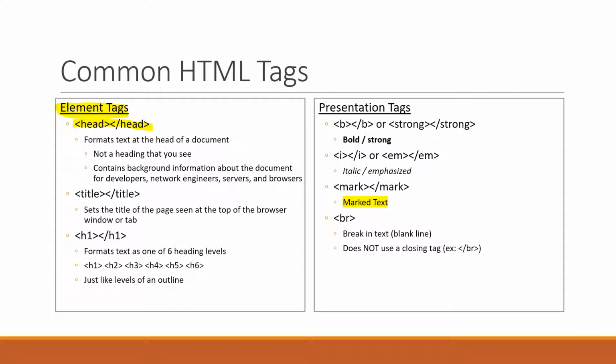It formats text at the head of a document. It's not a heading that you see, and it contains background information about the document. So it may list some things like who wrote the web page, and if there are any problems, who to contact. It might tell you some things about the languages that are used, the scripting languages used inside the web page. It contains all kinds of information for network engineers and even some stuff that servers and browsers look for to know how to display the page properly.